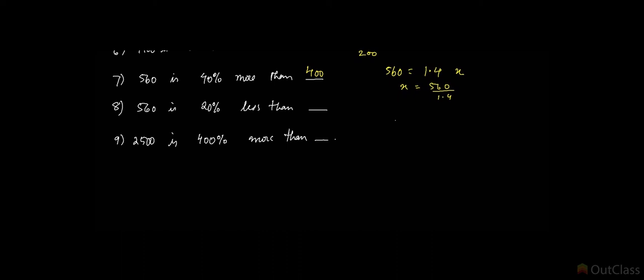560 is 20% less than what number? 560 is 0.8 times what number? The number is 560 by 0.8, which will become 700. 2500 is 400% more than what? 400% more than means 500%, or it means 5 times. 2500 is 5 times what number? The answer is 500. Those are basically one example each from every potential pattern of percentage change.